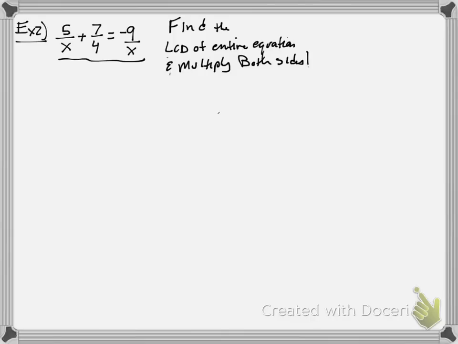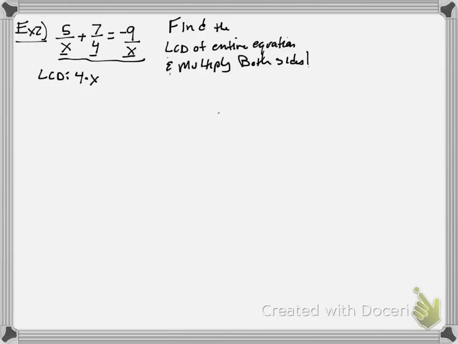So you might be thinking, well, that doesn't seem like a great idea, but you'll see what happens in a second if we do that. Now, if you take a look, all the denominators are already factored. This one is only an x, this is a 4, and this is an x. So the LCD would be just 4 times x. Each denominator is divisible into that LCD.